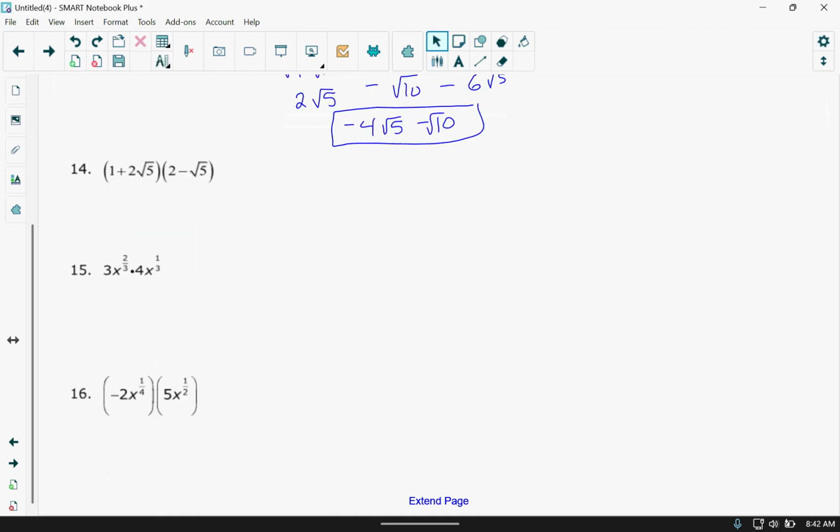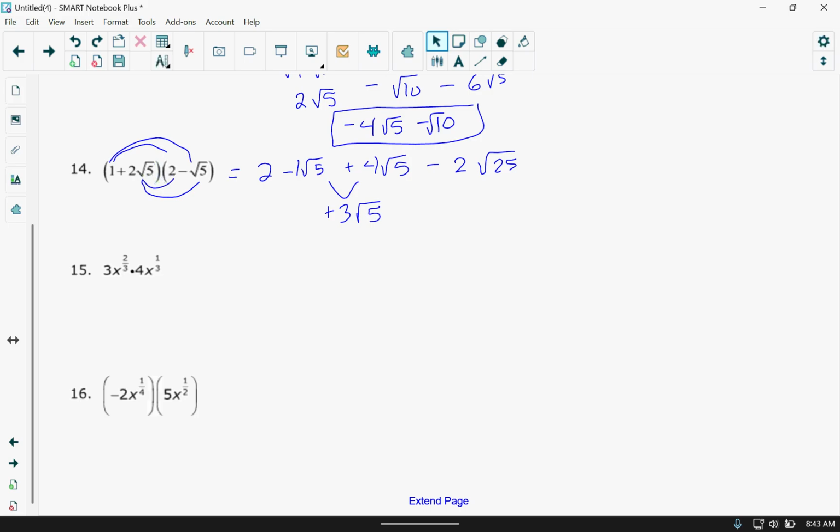Next problem is very similar. 1 times 2 is just 2. 1 times negative radical 5 is negative radical 5. 2 radical 5 times 2 is going to be 4 radical 5. And then 2 radical 5 times negative radical 5 would be minus 2 radical 25. So right away, again, the middle two terms can combine. There's a 1 in front of that first radical 5, so negative 1 radical 5 plus 4 radical 5 would give us positive 3 radical 5.